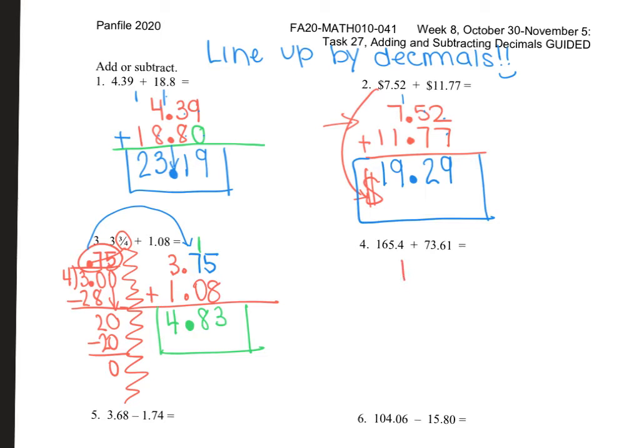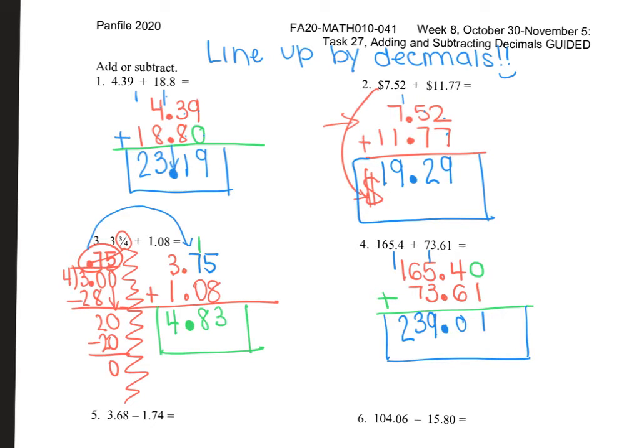My next one is going to be 165.4 and 73.61. I'm going to put my placeholder of 0 right there. I'm still adding, and I want to add straight, vertically. I get 1, 10, drop my decimal, 9, 13, and 2.